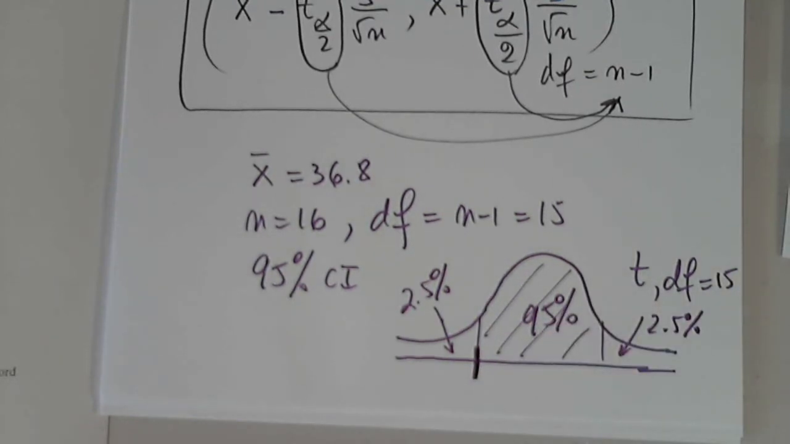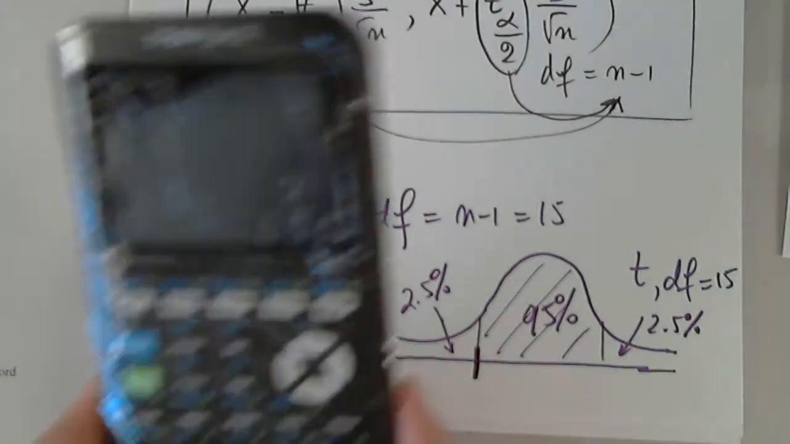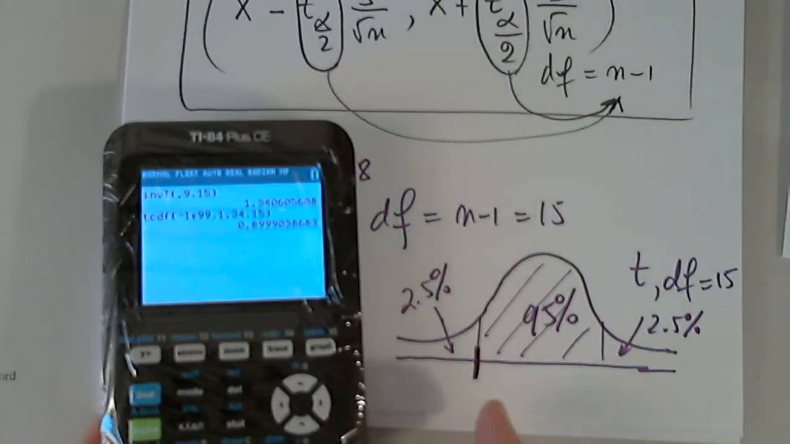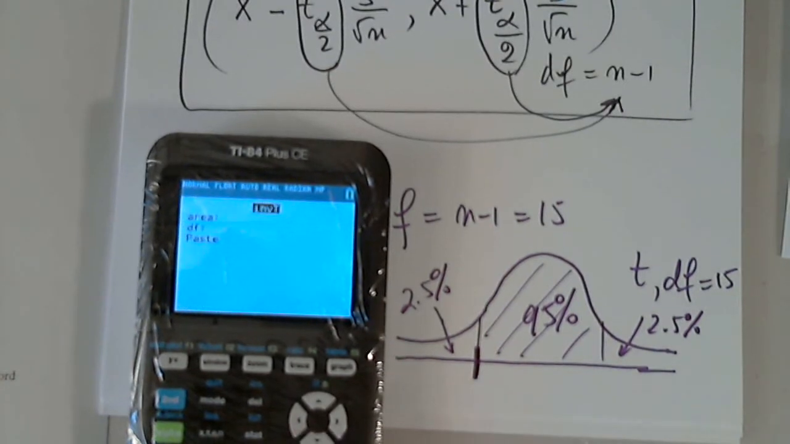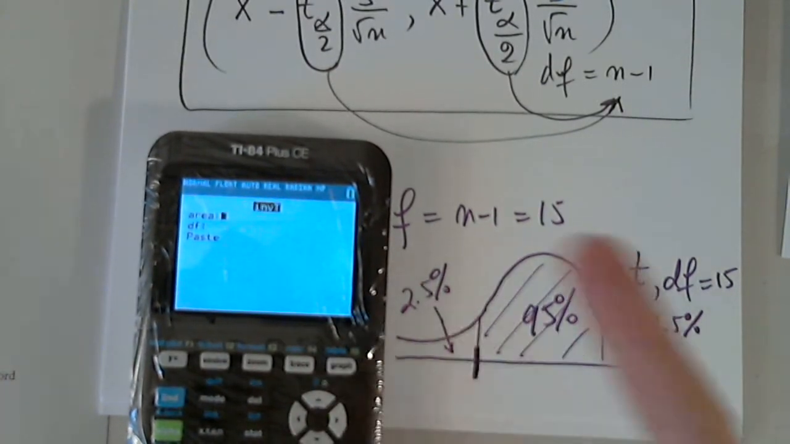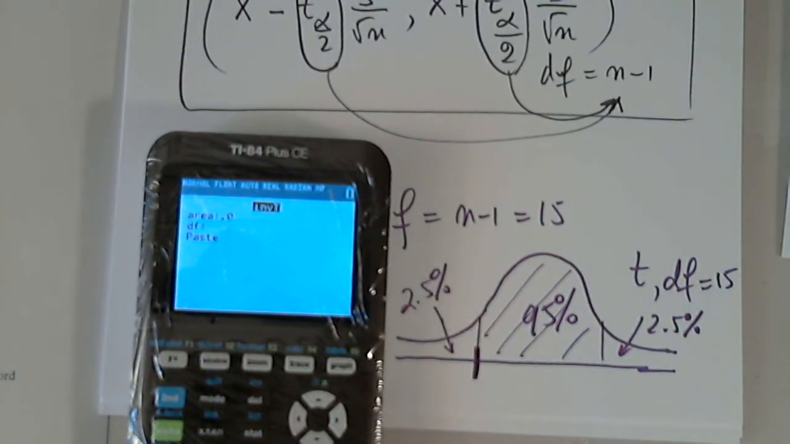Oh, I said that I was going to show you StatCrunch. We're going to go back there in a minute. So with the inv-norm on the calculator, hopefully you have that, the area to the left, 0.025.